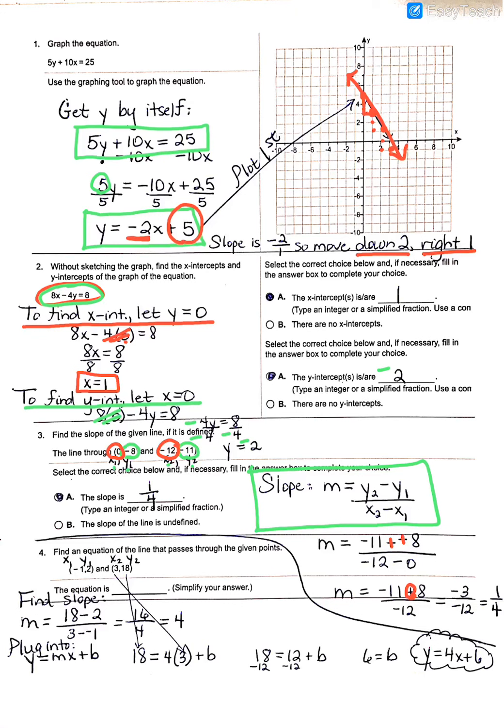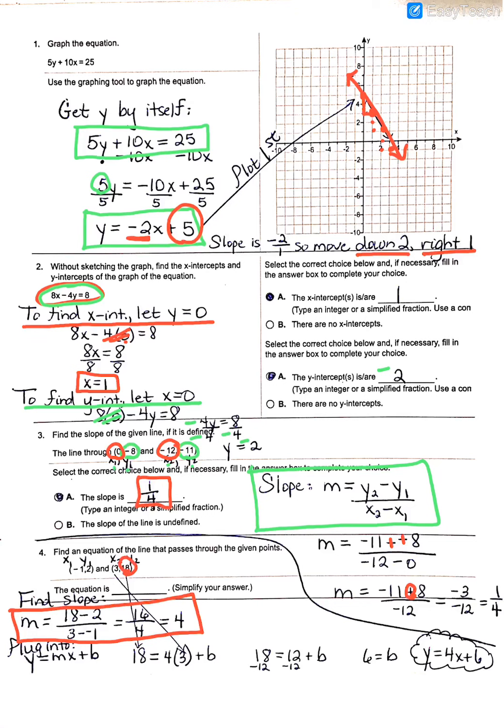If you can reduce your fraction, certainly do so. So negative 3 divided by negative 12 is 1/4. So the slope of this particular line is equal to 1/4. And then on the fourth question, we're being asked to find the equation of a line that passes through points. So again, notice that I first found the slope, just like on the previous problem.